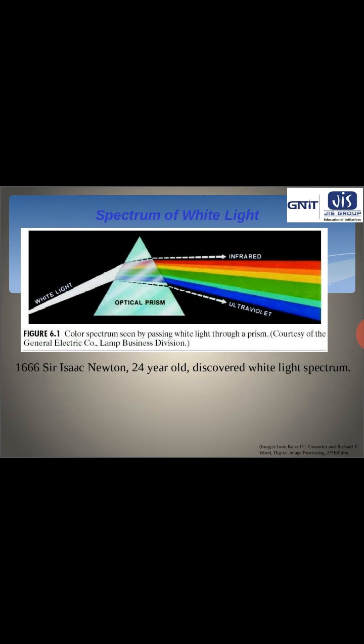So this is the spectrum of white light we can see, which Isaac Newton discovered in 1666 at the age of 24. We are using an optical prism on which the white light is incident, and from there the different spectrum we can see at the output side. So this is the color spectrum seen by passing white light through a prism.